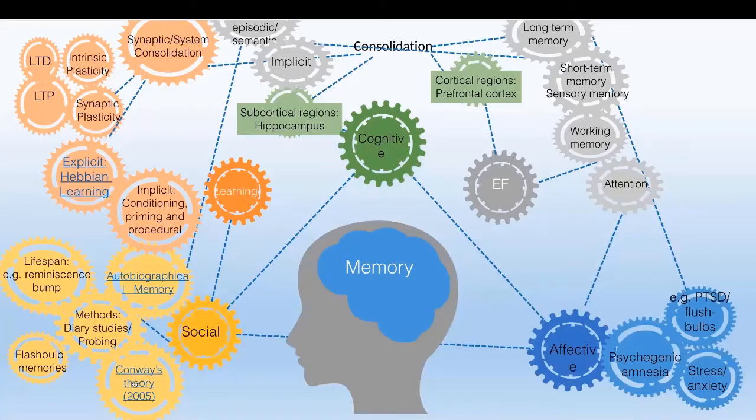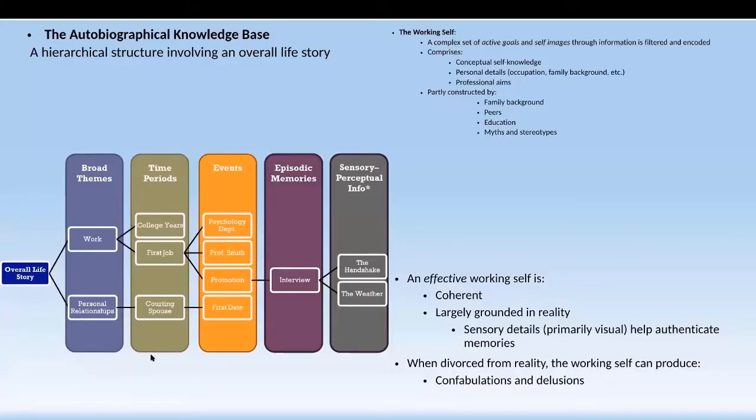Conway proposed the theory of autobiographical memory as a system that retains knowledge concerning the experienced self, consisting of memories that are always addressed by the content of the memory, and which are transitory and dynamically constructed on the basis of the autobiographical knowledge base and the interaction with the working self. Now, the autobiographical knowledge base is actually a hierarchy containing different life periods. We can see here, this is just a graph, but the idea is that it's a hierarchy that contains different life periods or time events.